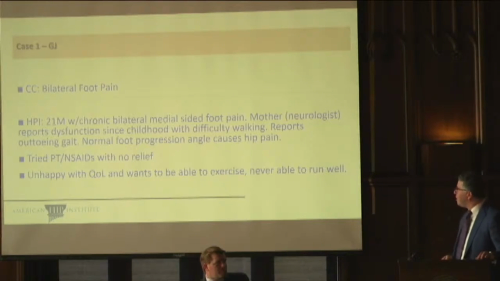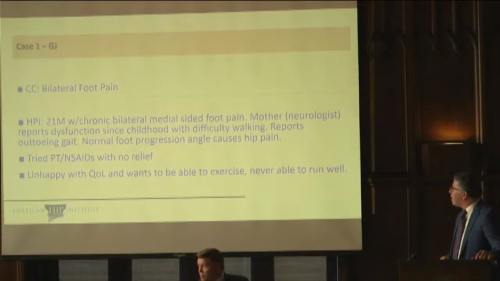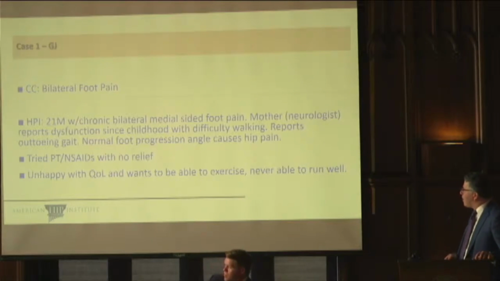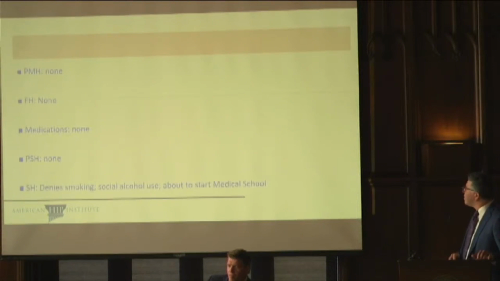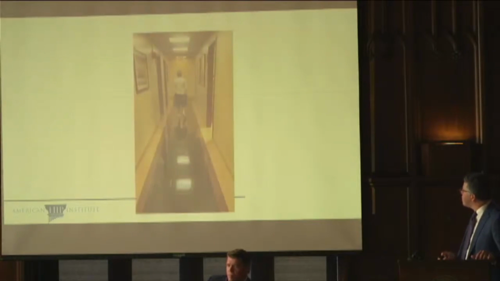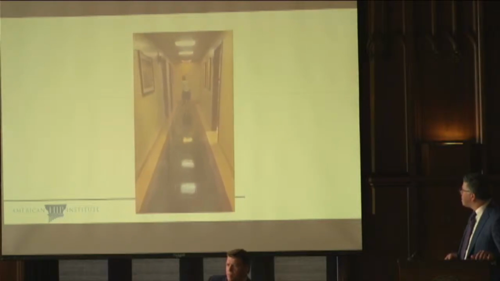So just two illustrative case examples. This is a 21-year-old male, bilateral foot pain, bilateral medial-sided foot pain. Mother was a neurologist, interestingly, and watched this patient walk since childhood with difficulty, could never really jog or run. And he states that he has to walk with an out-toe gait, normal foot progression angle causes pain, he's tried conservative measures, and otherwise no major significant issues.